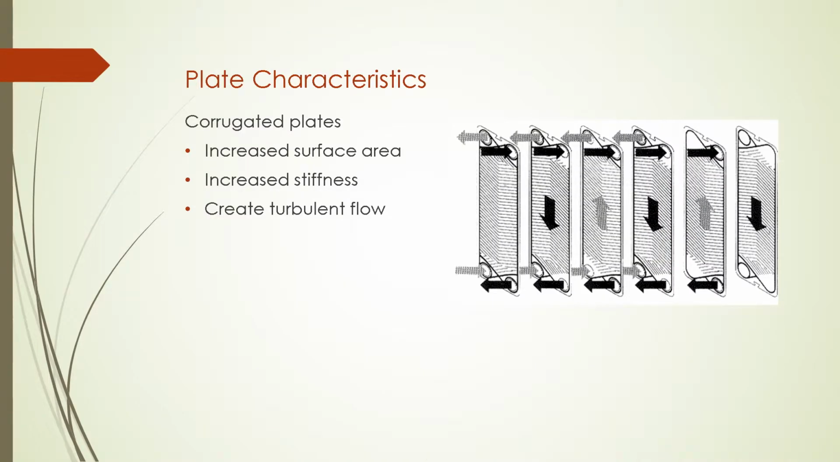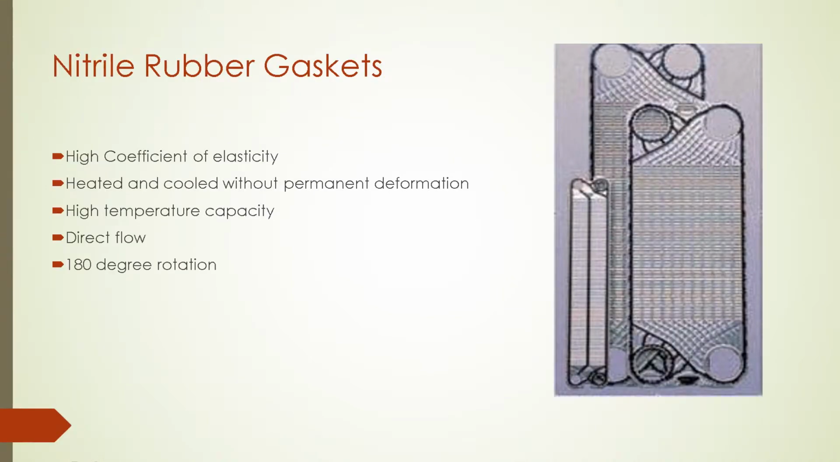One of the key components of the plate and frame heat exchanger are the corrugated plates, and the purpose that they serve is to increase surface area. The corrugated plates also increase the stiffness, and most importantly, they create a turbulent flow, and that turbulent flow increases efficiency by breaking down the boundary layer that builds up on the surface, and it removes deposits from the heat exchanger surface. Another key component are nitrile rubber gaskets.